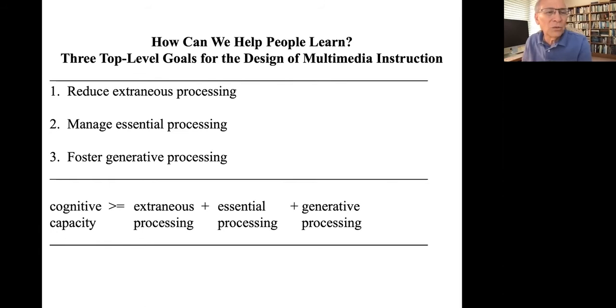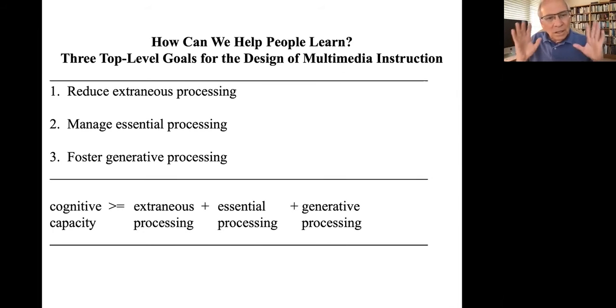One is to reduce extraneous processing so that working memory can be freed up to engage in these more productive kinds of processing. Another is to manage essential processing, because if something's very complex, it might overload working memory. So we have to manage that. And also to foster generative processing, because students typically do not engage in deeper processing unless they're primed to do it.